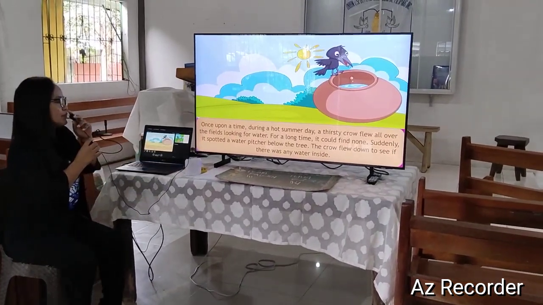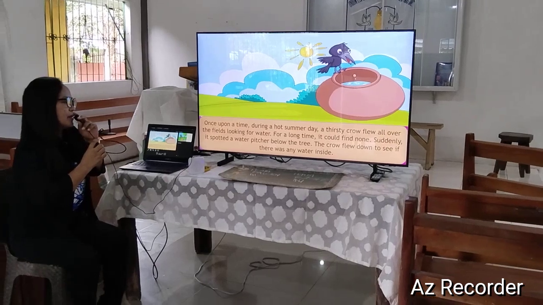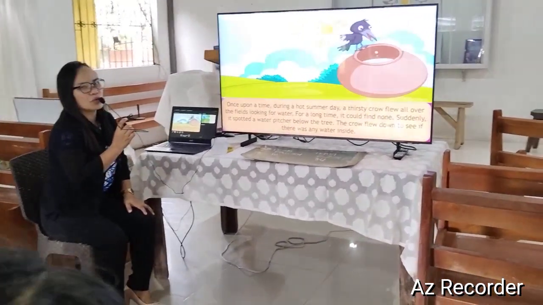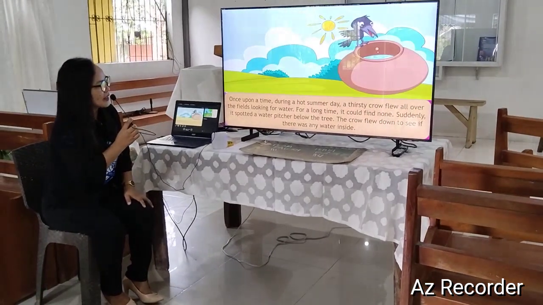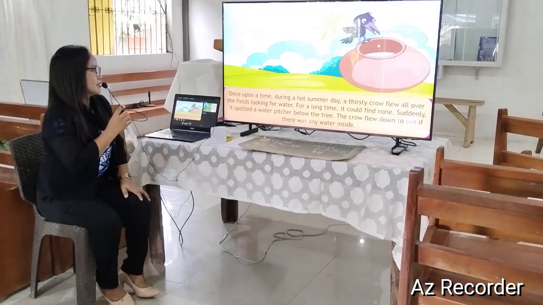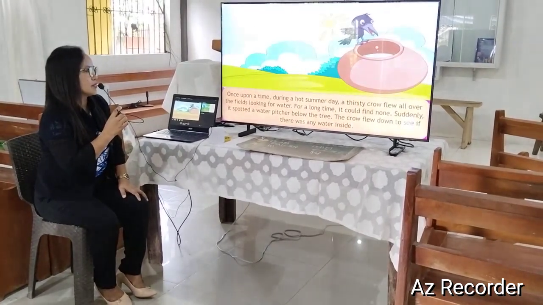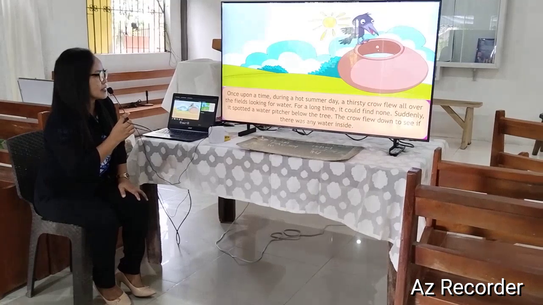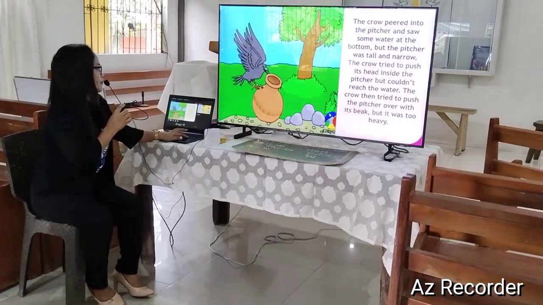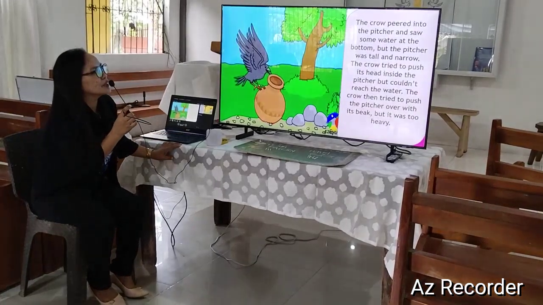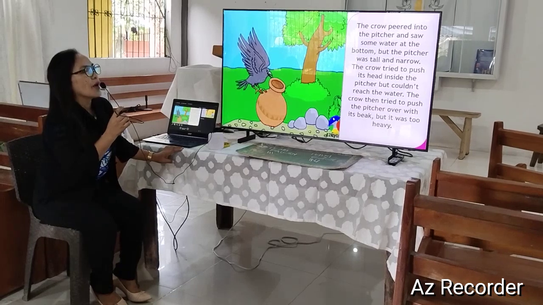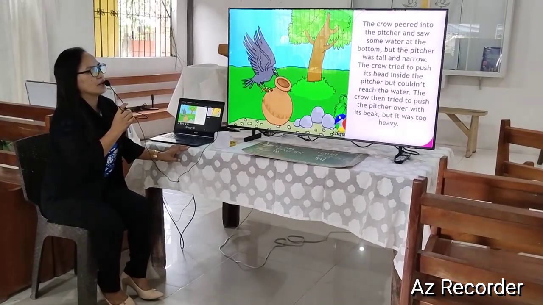Once upon a time, during a hot summer day, a thirsty crow flew all over the fields looking for water. For a long time, it could find none. Suddenly, it spotted a water pitcher below the tree. The crow flew down to see if there was any water inside. The crow peered into the pitcher and saw some water at the bottom. But the pitcher was tall and narrow.